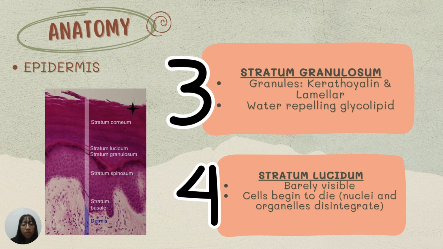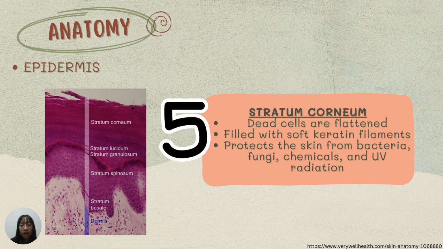Above the granulosum is the lucidum. This layer is very visible, and the cells in this layer will start to die, where the nuclei and the organelles of the cells will start to disintegrate. The last layer of the epidermis is the stratum corneum, where the dead cells are flattened, and the dead cells contain soft keratin filaments.